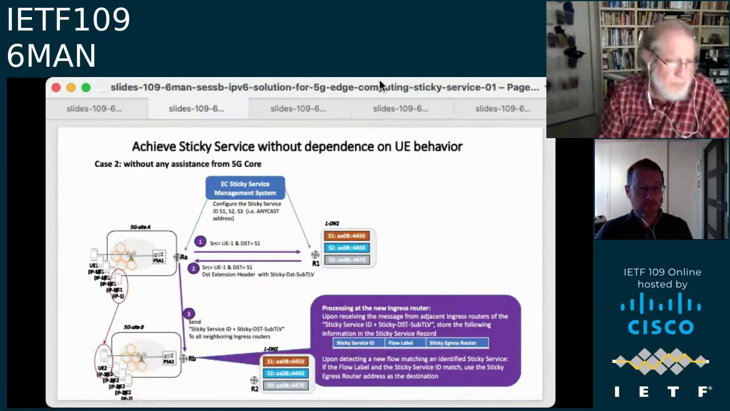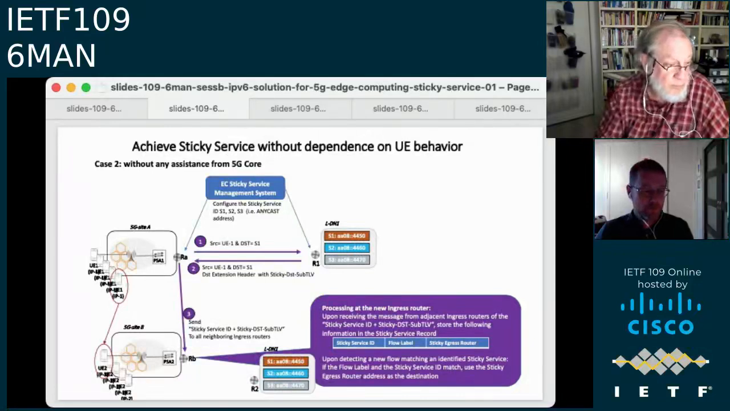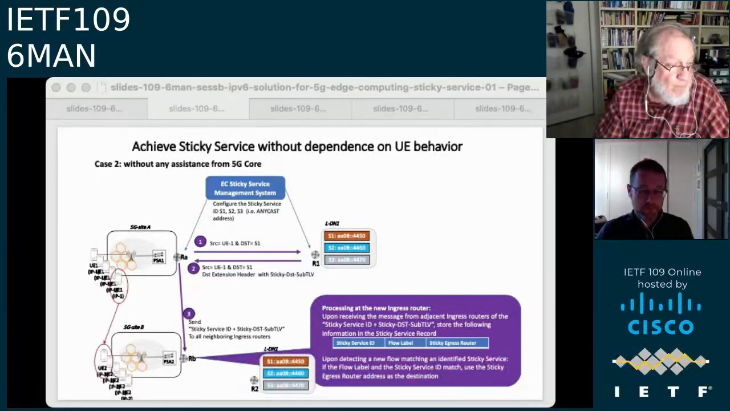So all those ingress routers will have an ACL to filter the sticky service IDs. And if one ever receives a packet that matches the sticky service ID and the flow label from its neighboring router, it will extract the original egress router from the destination header, and then form either a tunneling or SR approach to forward the packet to the original egress router.